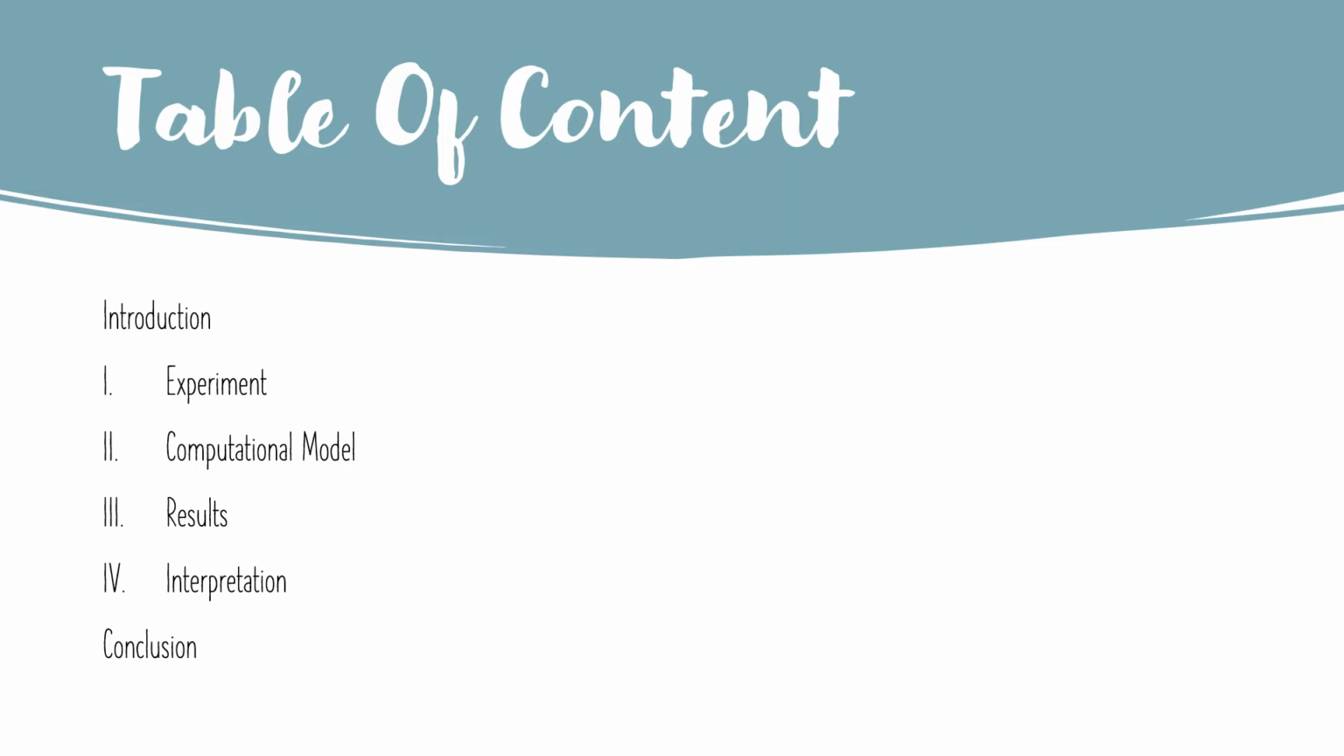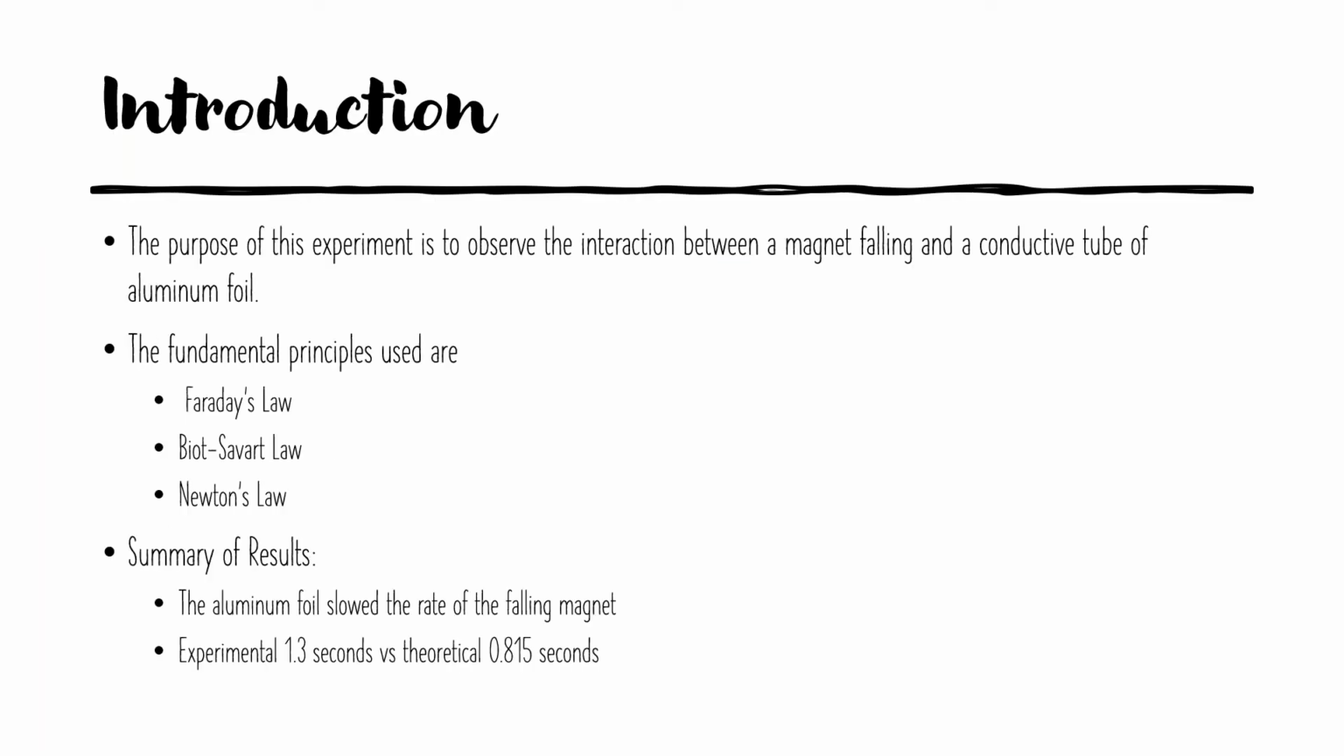Here is the table of contents: the introduction, the experiment, computational model, results, interpretation, and conclusion. The purpose of this experiment is to observe the interaction between a falling magnet and a conductive tube of aluminum foil. The fundamental principles used are Faraday's law, Biot-Savart law, and Newton's law.